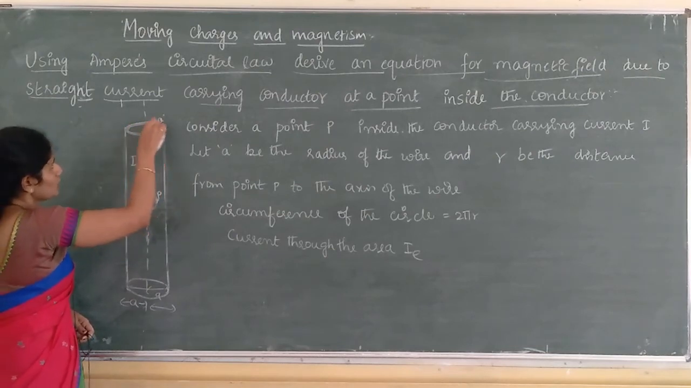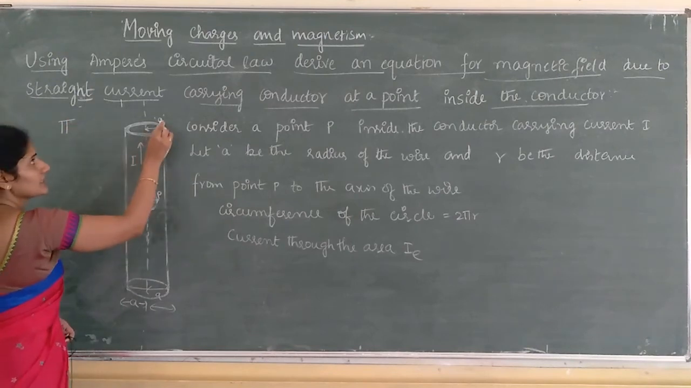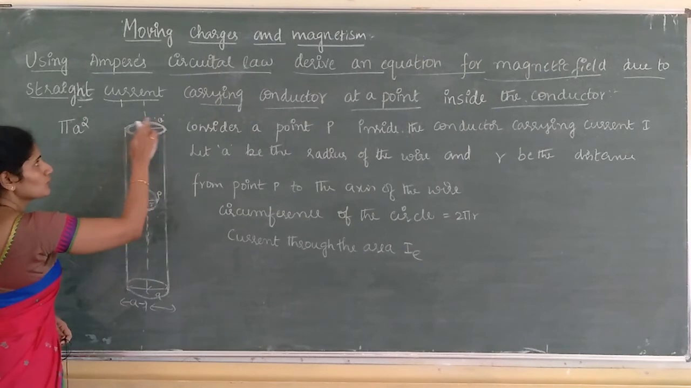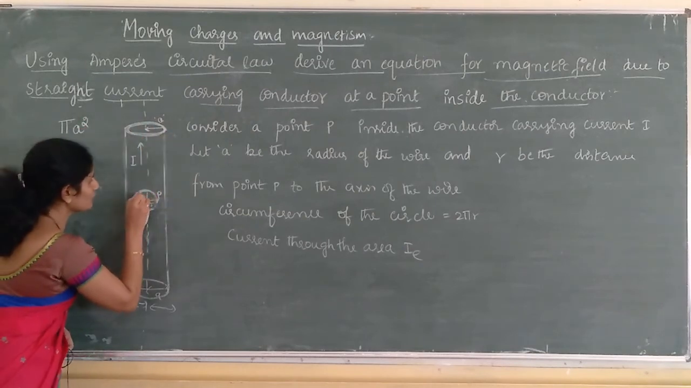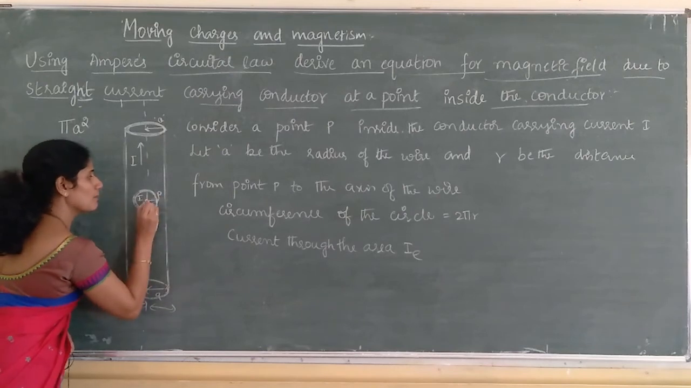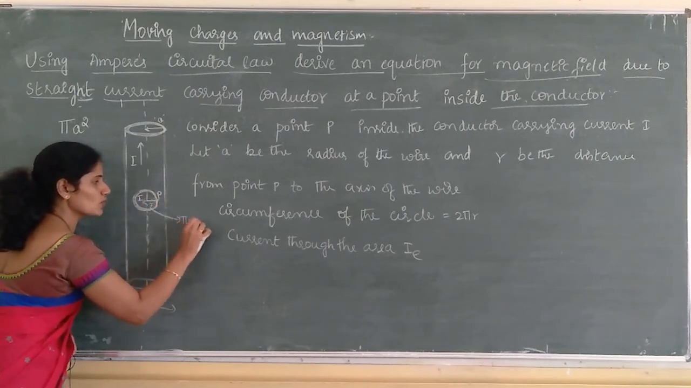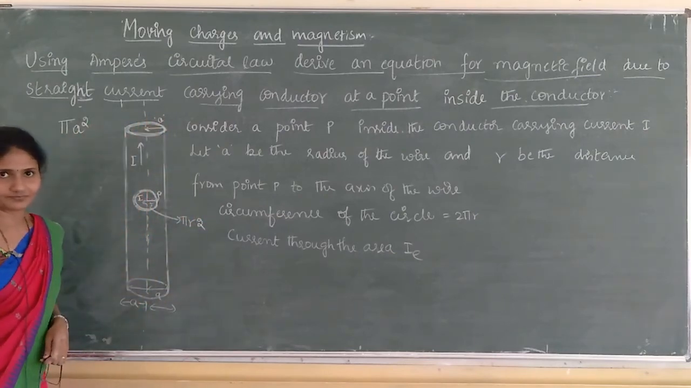The area of the circle is pi r square. Here a is the radius of the big circle, so the area of this big circle is pi a square.